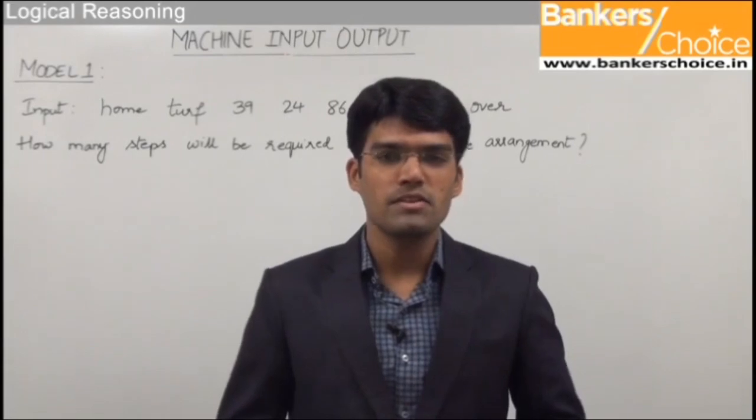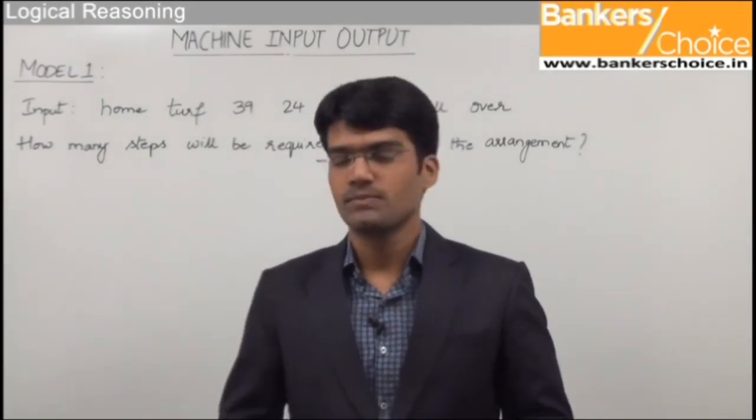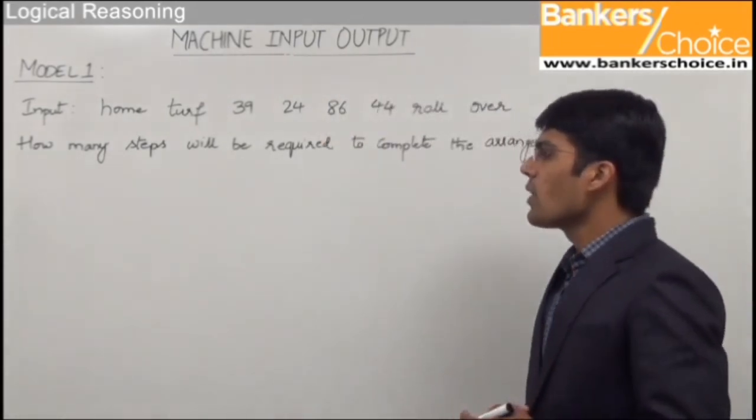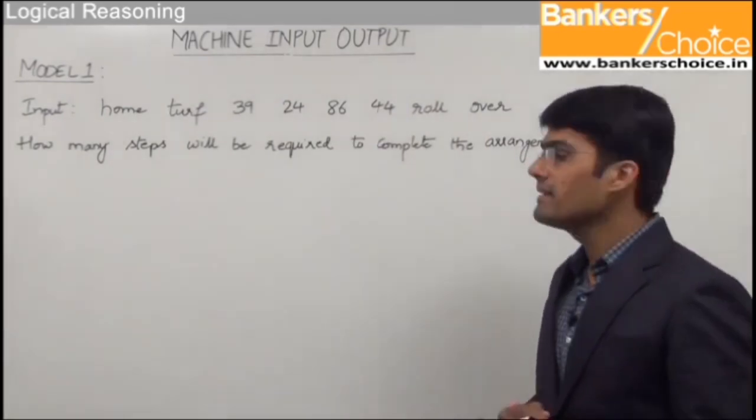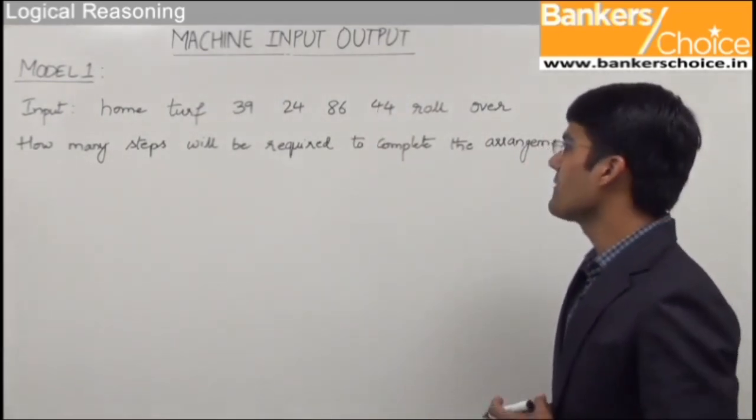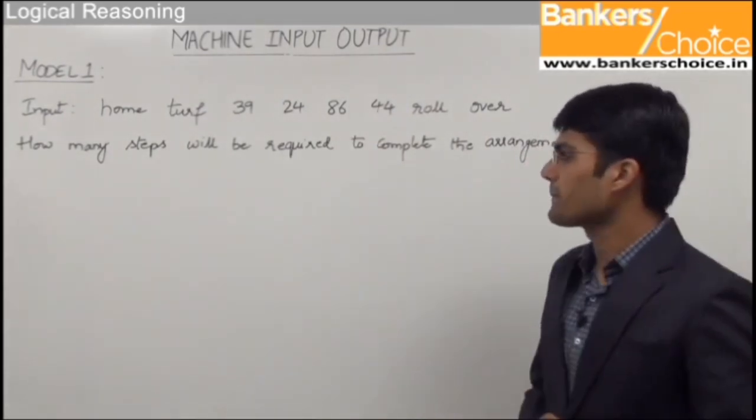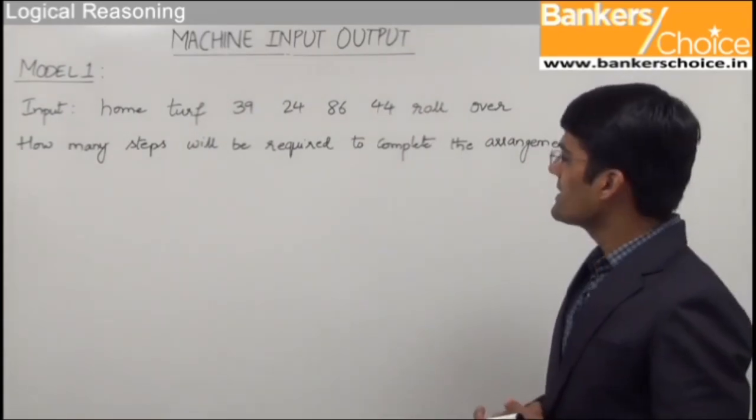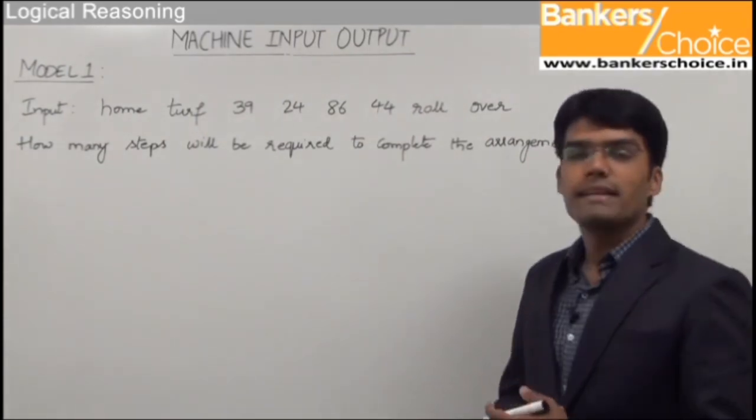Let us now take the first model from machine input output. Here the input is home, turf, 39, 24, 86, 44, roll over. And the question is, how many steps will be required to complete the arrangement?